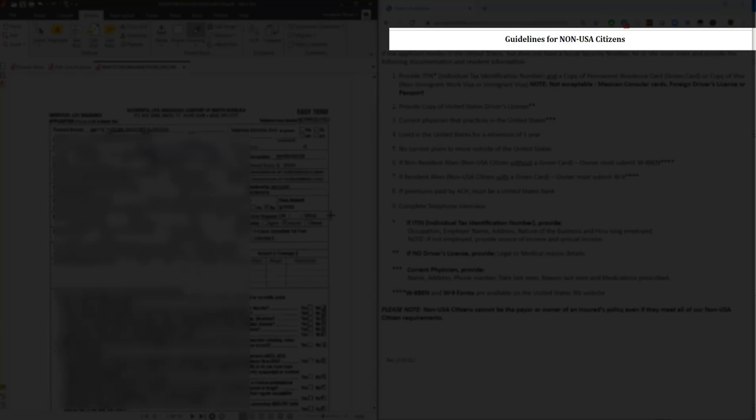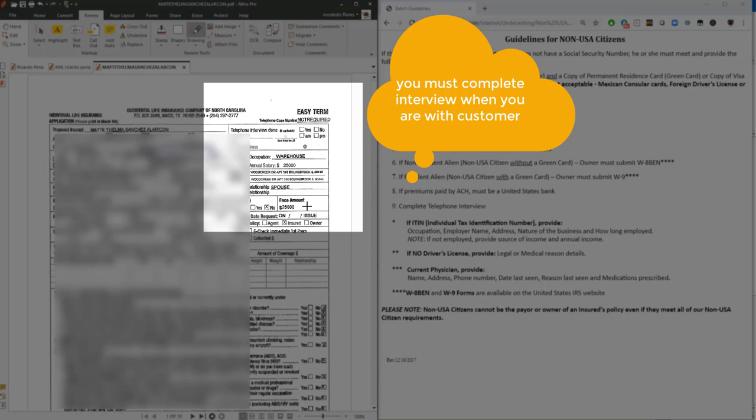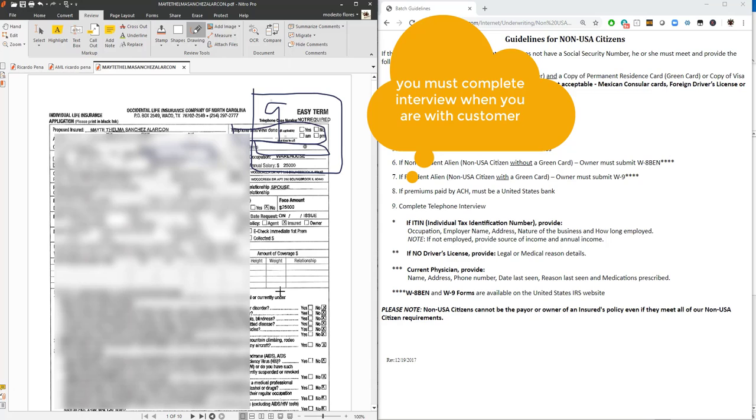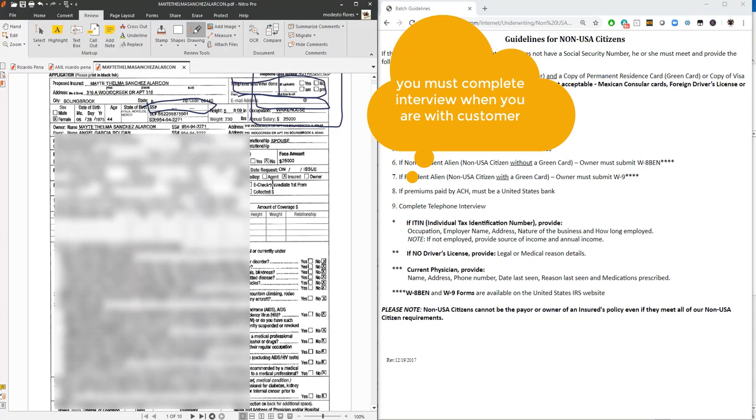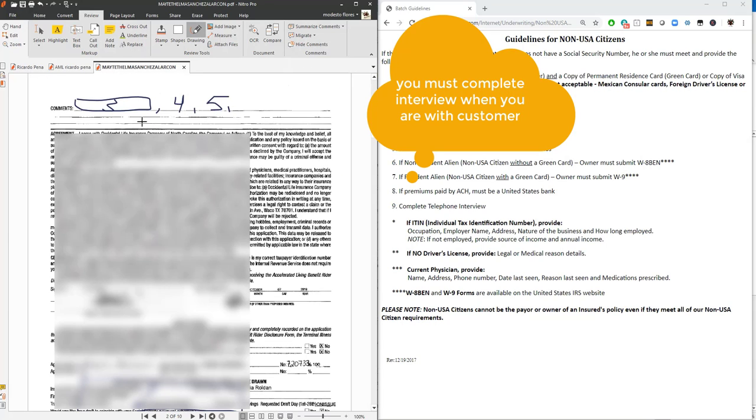We don't have a phone number of the customer. They're not going to be able to contact them. They don't have a telephone number for the customer. They're not going to be able to contact them. So all in all, we're missing 5 requirements out of 9. So this application, for sure, is going to be a decline.